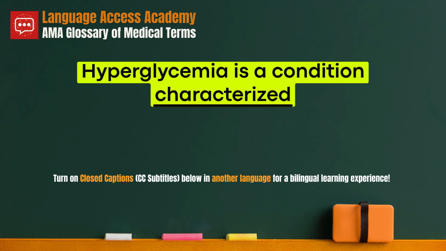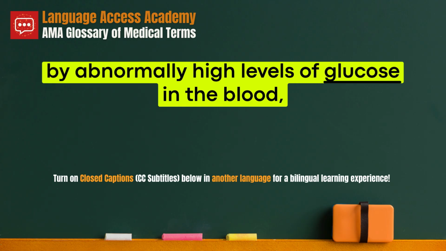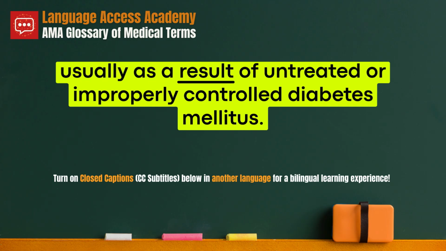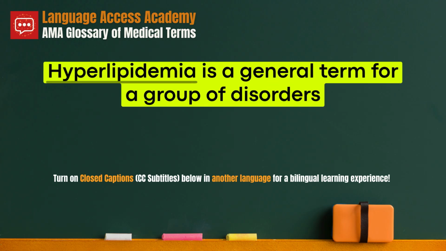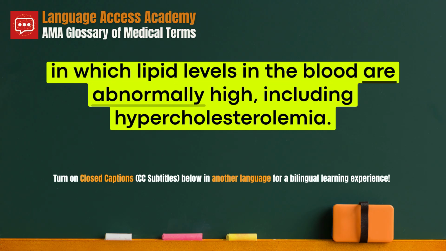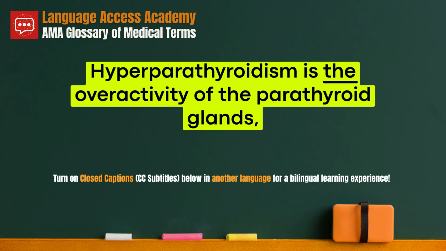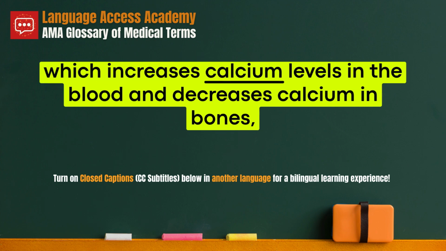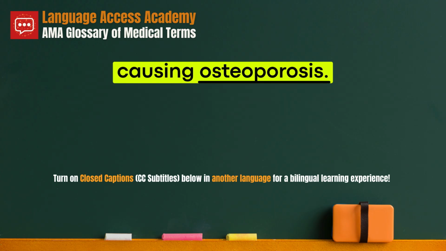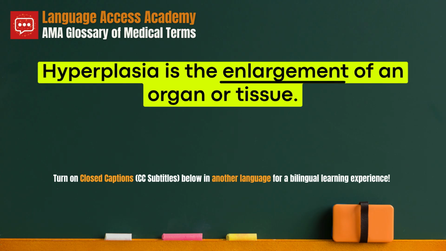Hyperglycemia is a condition characterized by abnormally high levels of glucose in the blood, usually as a result of untreated or improperly controlled diabetes mellitus. Hyperlipidemia is a general term for a group of disorders in which lipid levels in the blood are abnormally high, including hypercholesterolemia. Hyperparathyroidism is the overactivity of the parathyroid glands, which increases calcium levels in the blood and decreases calcium in bones, causing osteoporosis. Hyperplasia is the enlargement of an organ or tissue.